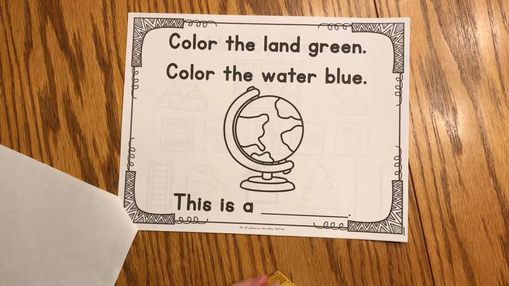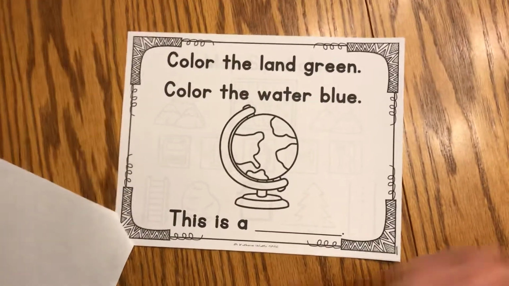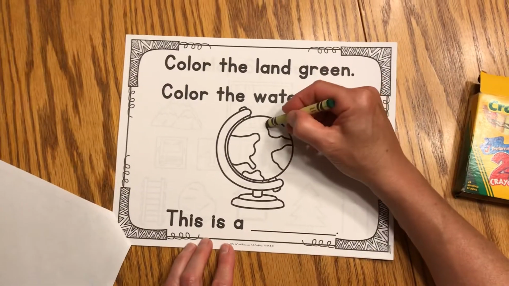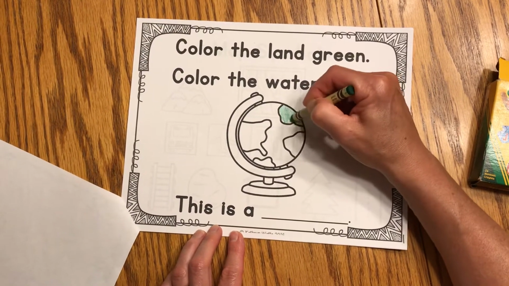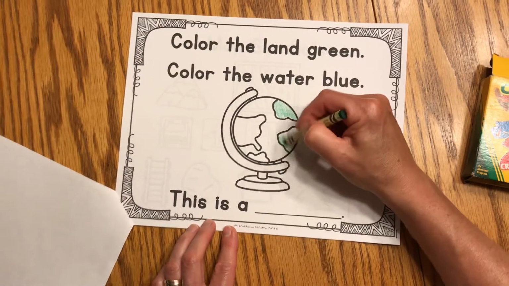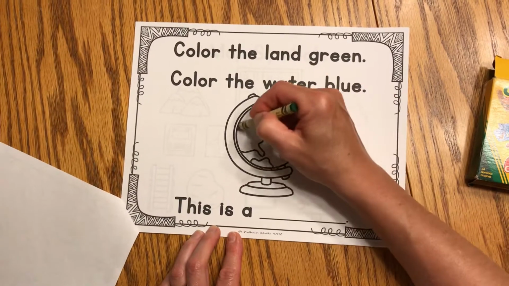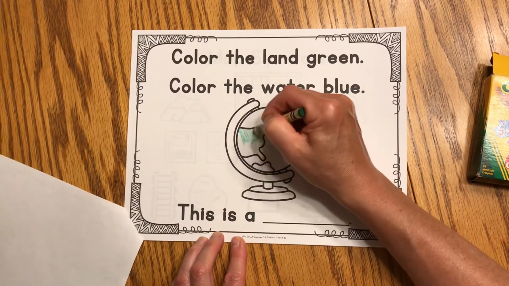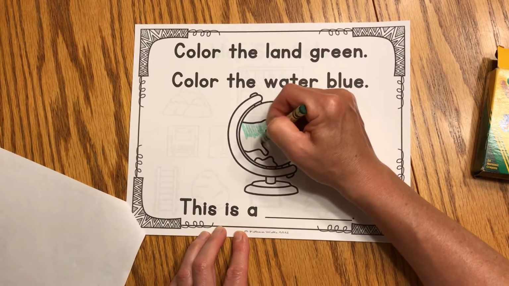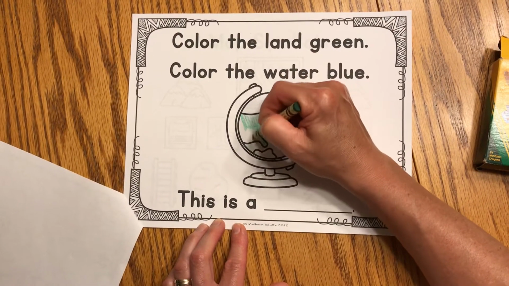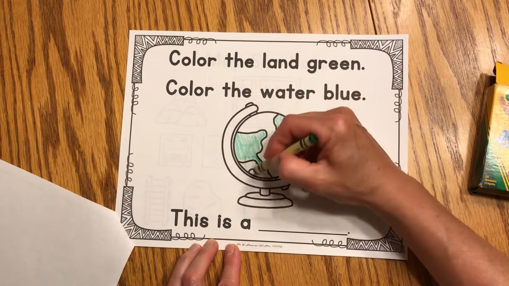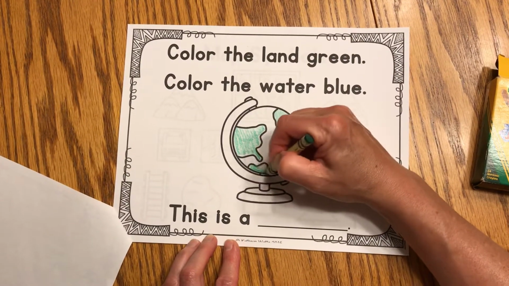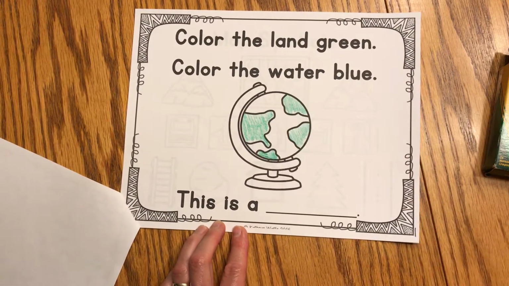Now, when we're looking at the world, where is the land? Now, the land are these parts here. They're not really smooth on the outside. They're all different shapes, but those are land. They form different countries, different continents. Those are words we use when we're talking about maps and our world. So we're coloring all of the land green.